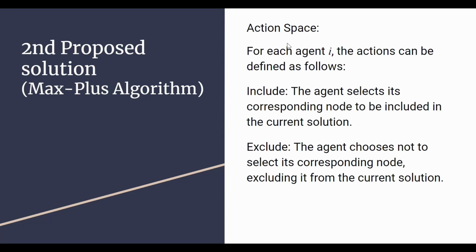Now, talking about action space, for each agent I, the actions can be defined as follows. That is, at any point of time, we are taking two actions. That is, we are either including a node or we are excluding a node. So the include action: the agent selects its corresponding node to be included in the current solution. Exclude: the agent chooses not to select its corresponding node, excluding it from the current solution.